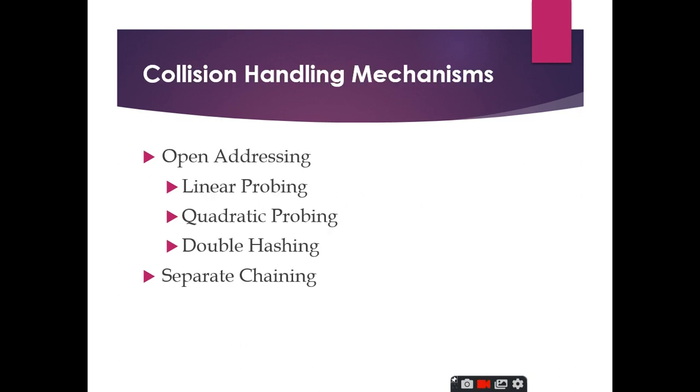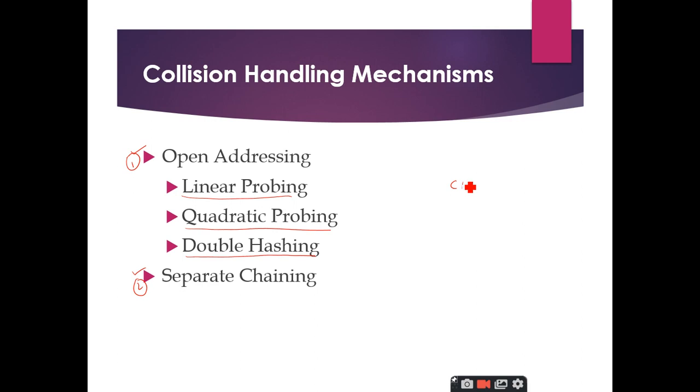There are basically two methods of collision handling, right? The first one we call open addressing, and the second one we call separate chaining. The open addressing is again categorized into three parts: one is linear probing, second is quadratic probing, and third is double hashing. There are no categories under separate chaining.